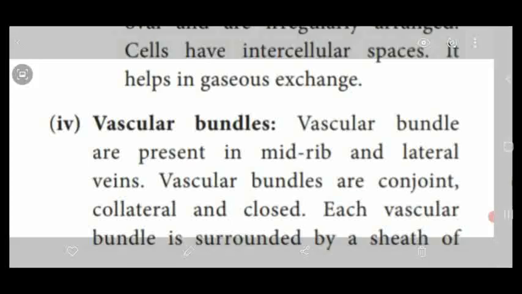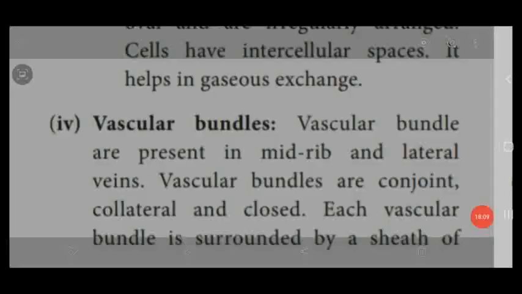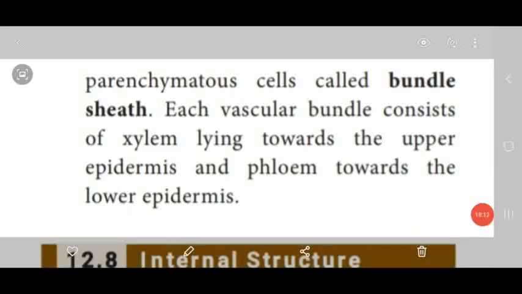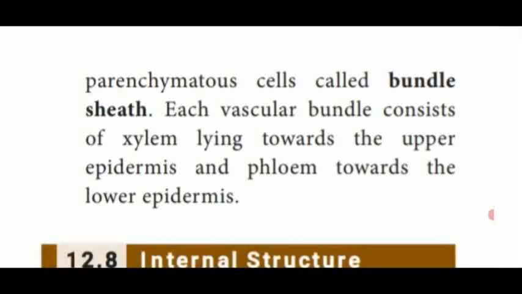Then each vascular bundle is surrounded by a single layer of closely packed, barrel-shaped cells called the bundle sheath. Dear students, each vascular bundle is surrounded by a single layer, closely packed, barrel-shaped parenchymatous cells called the bundle sheath. And this vascular bundle is conjoined, collateral, and closed, as I told you, isn't it? Here only one slight variation.